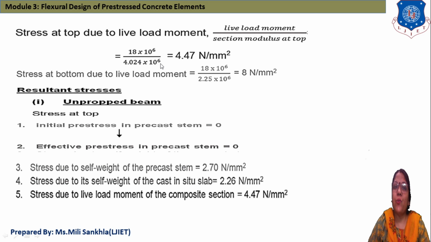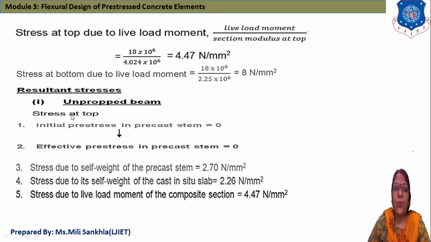4.04 into 10 raised to 6, 4.47 Newton per mm square, that is the stress at top due to the live load. Now we find out stress at bottom due to live load, and for that we take moment due to live load and divide by ZB. That is 2.25 into 10 raised to 6, and bottom stress due to live load is 8 Newton per mm square. Now we find out resultant stresses for unpropped beam.